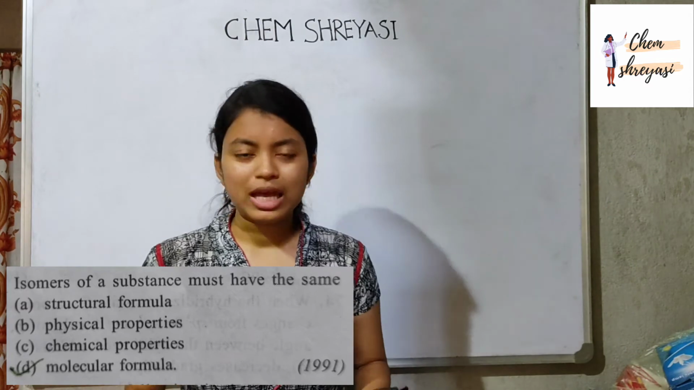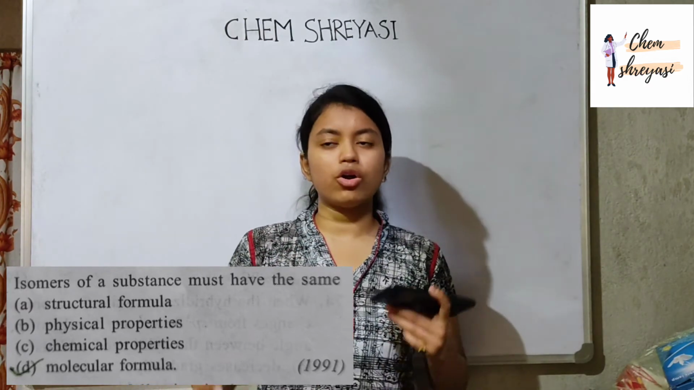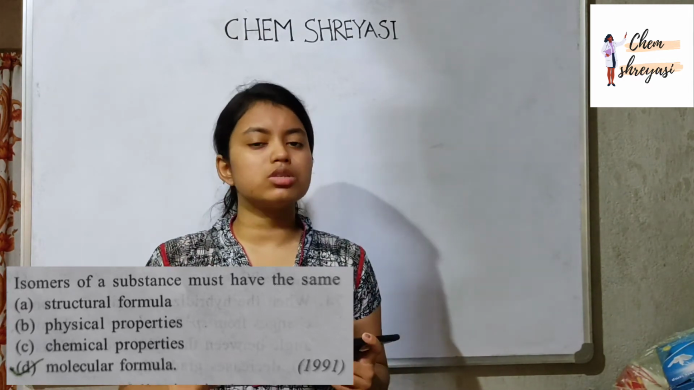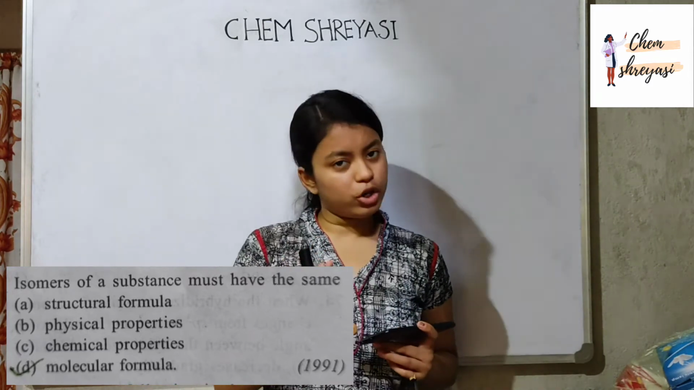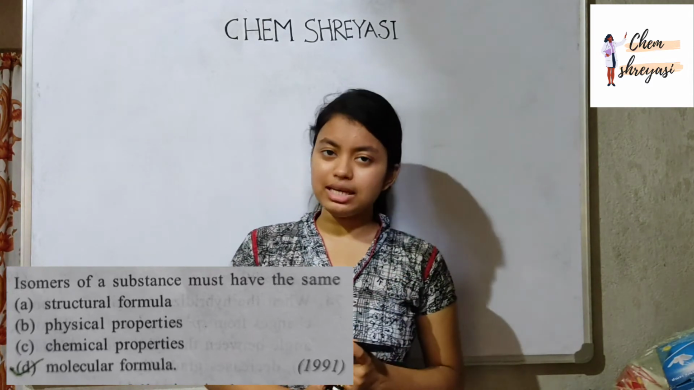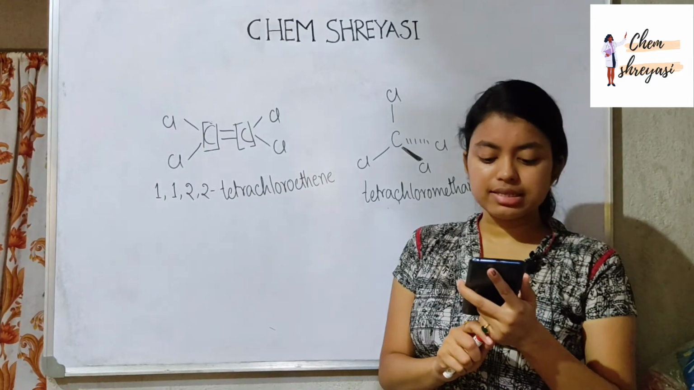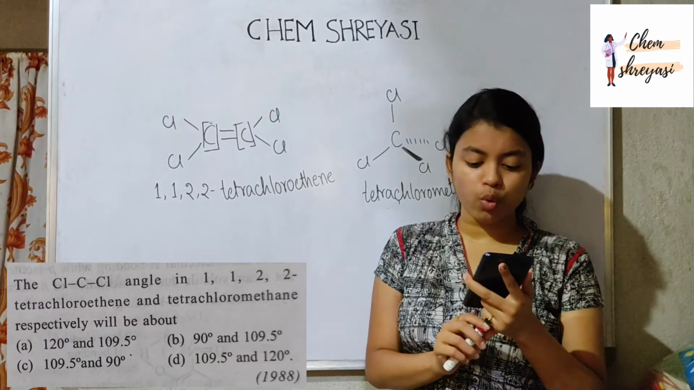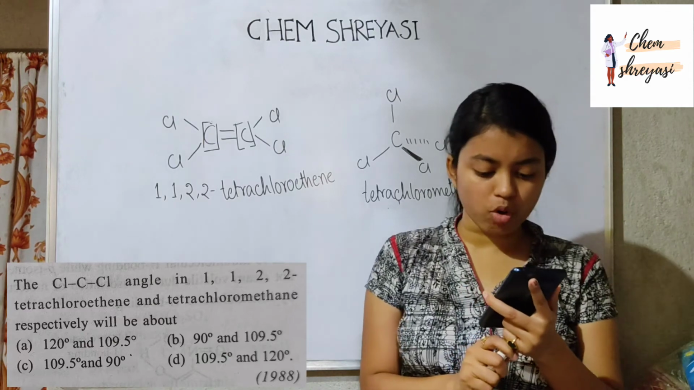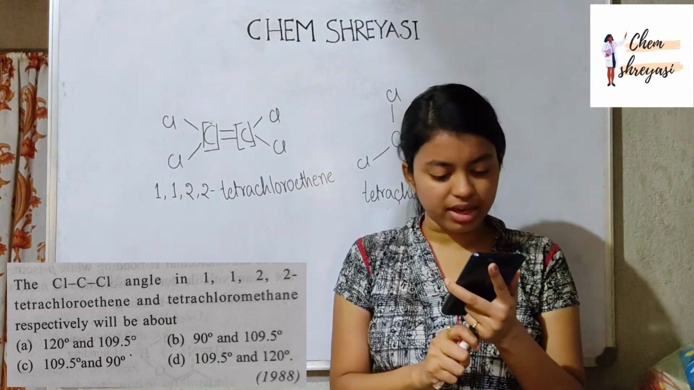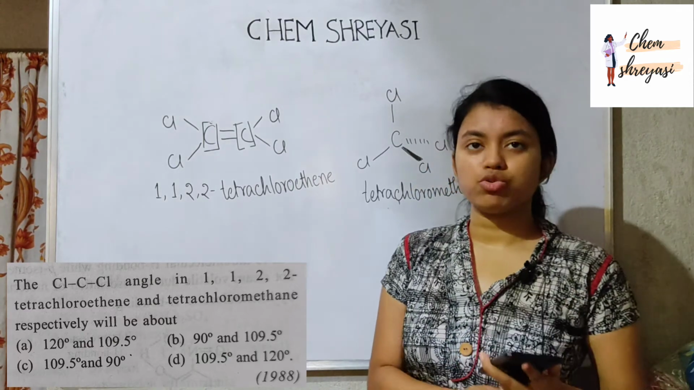Now we all know that in case of isomerism, between two isomers, there is one thing that is similar, that is the molecular formula. So option D is the right answer. Our next question is: the Cl-C-Cl angle in 1,1,2,2-tetrachloroethene molecule and tetrachloromethane respectively will be about.